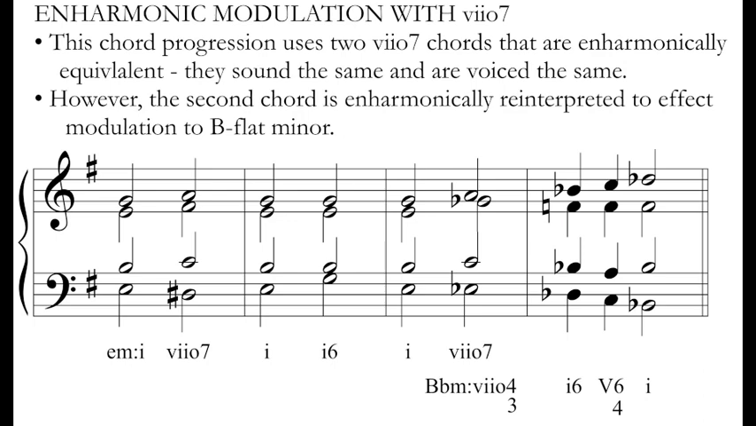But we're taking advantage of the fact that fully diminished 7th chords have these enharmonic possibilities to pivot away from the key of E towards the key of B flat. We instead interpret this chord as an A fully diminished 7th chord rather than a D sharp fully diminished 7th chord, and we finish our phrase in the key of B flat minor rather than the key of E. Let's listen to this enharmonic modulation using a fully diminished 7th chord.